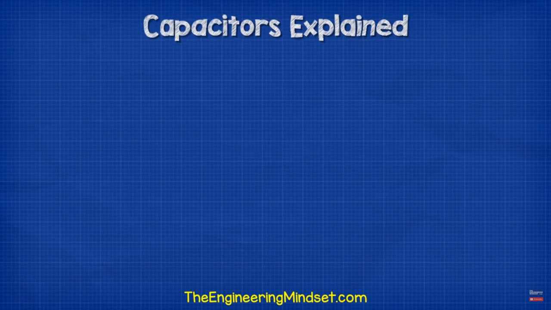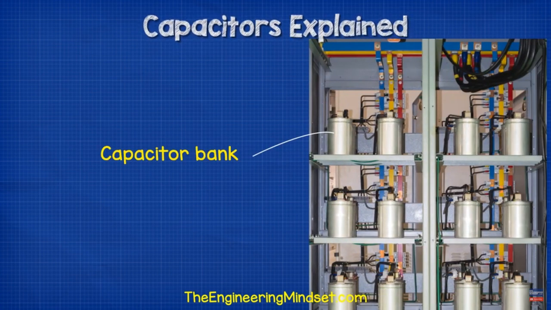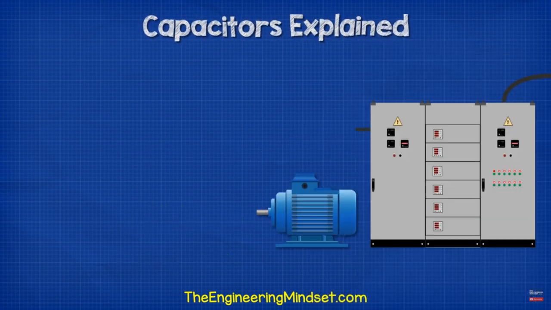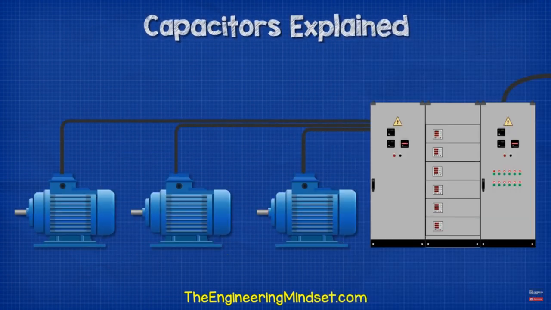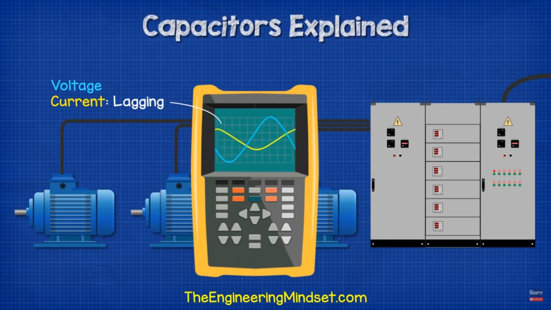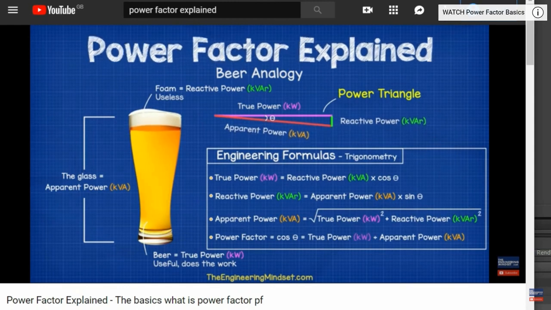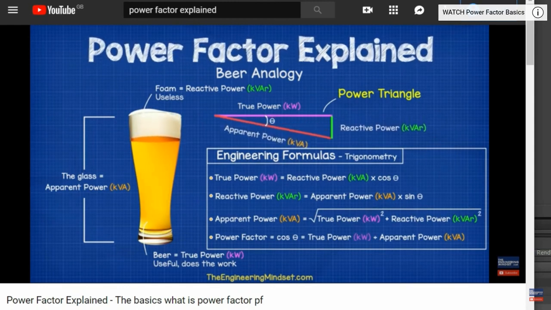One of the most common applications of capacitors in large buildings is for power factor correction. When too many inductive loads are placed into a circuit, the current and the voltage waveforms will fall out of sync with each other, and the current will lag behind the voltage. We then use capacitor banks to counteract this and bring the two back into alignment. We've covered power factor before in great detail, do check that out, links down below.